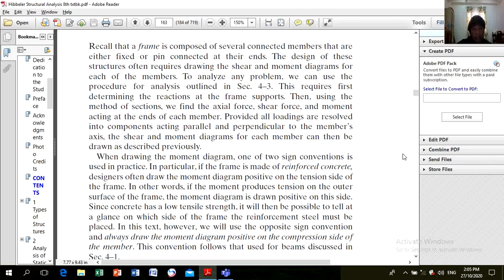In particular, if the frame is made of reinforced concrete, designers often draw the moment diagram positive on the tension side of the frame. In other words, if the moment produces tension on the outer surface of the frame, the moment diagram is drawn positive on this side. Since concrete has a low tensile strength, it will be possible to tell at a glance on which side of the frame the reinforcement must be placed.